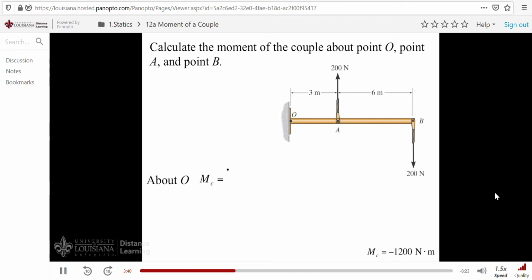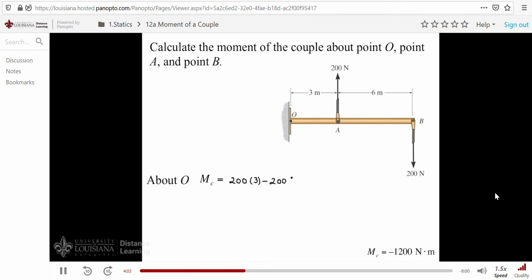If I calculate the moment of the two couple forces about point O, I have the following. First, I have 200 times the moment arm of 3 meters. That, of course, is the moment of this force around this point. Now the moment of this one. That, of course, would be negative, won't it? Minus 200.